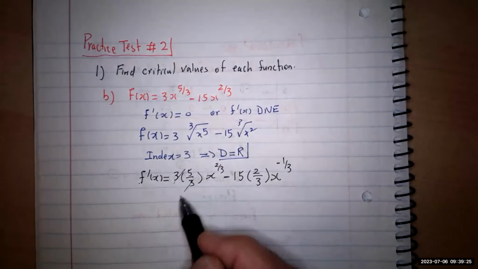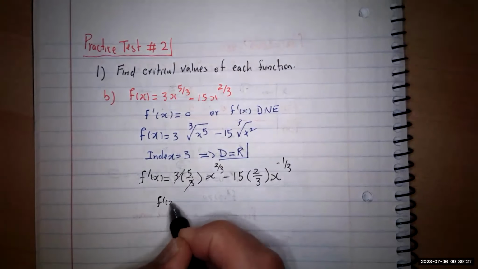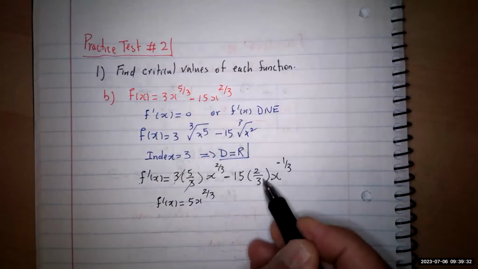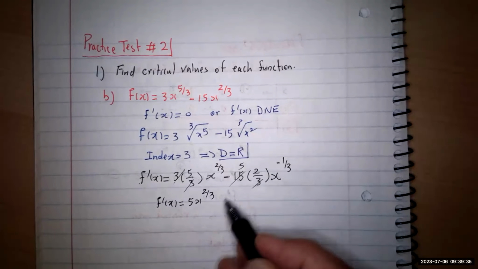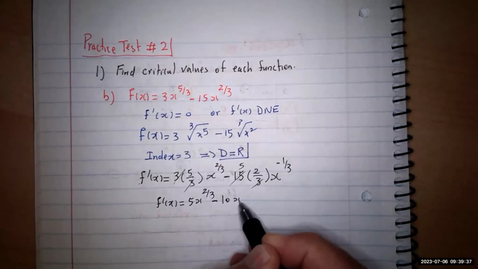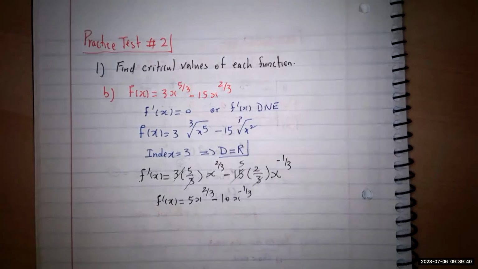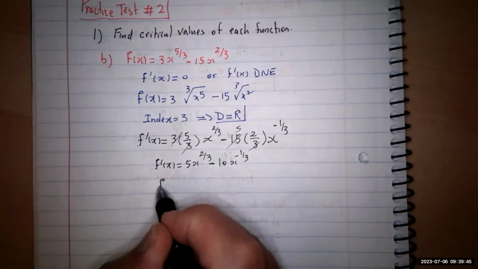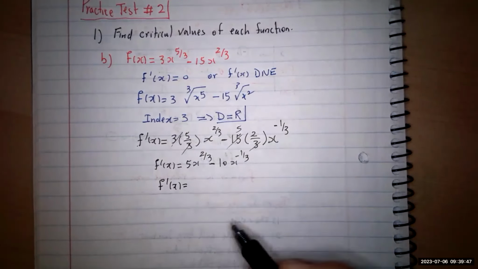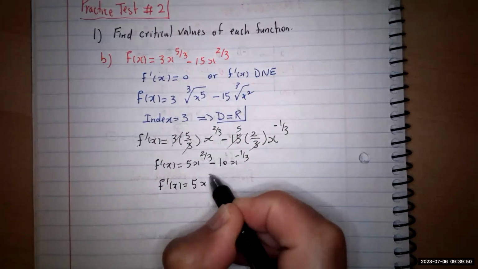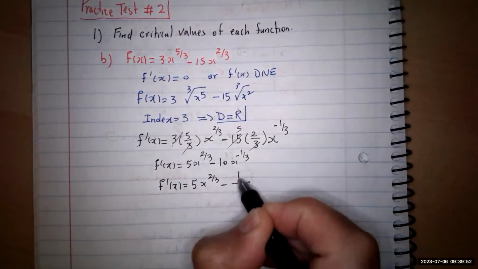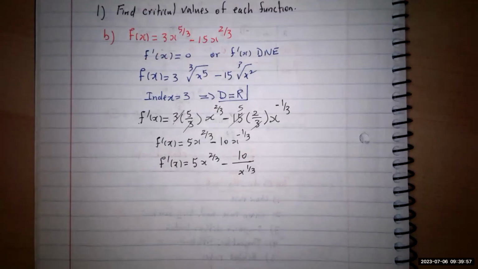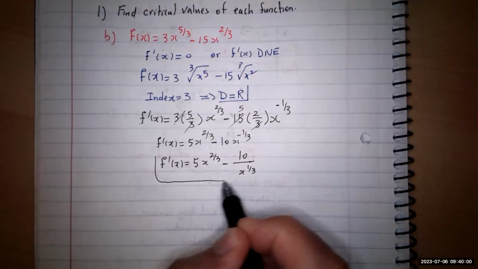Simplify it if you can. These 2 would cancel out. So you get f prime of x equals 5x to the 2/3. These 2 cancel out to get 5 times 2, 10, minus 10x to the negative 1/3. Since you want to remove any negative power, you are going to bring it down. It is going to be 5x to the 2/3 minus 10 over x to the 1/3. So that would be your derivative.